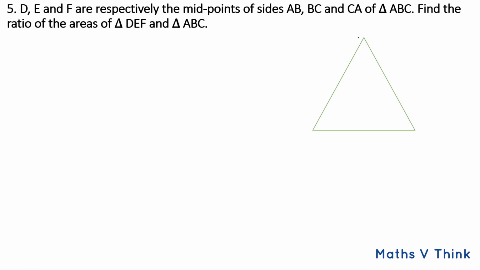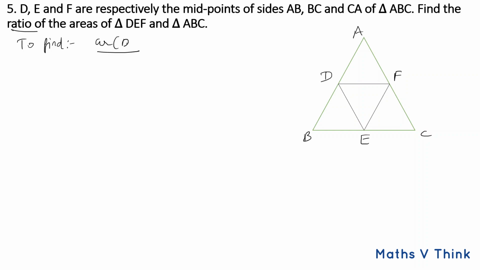So ABC. So they gave D is the midpoint of AB. So D. E is the midpoint of BC. And F is the midpoint of AC. So joining these midpoints. Now to find this ratio, means division of the area of DEF and area of ABC. Solution.